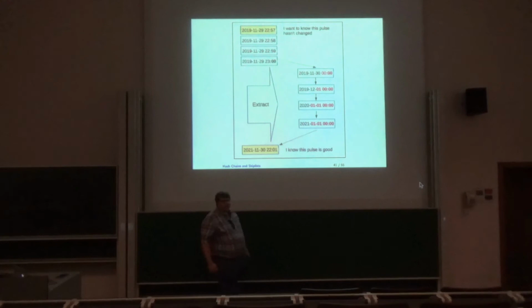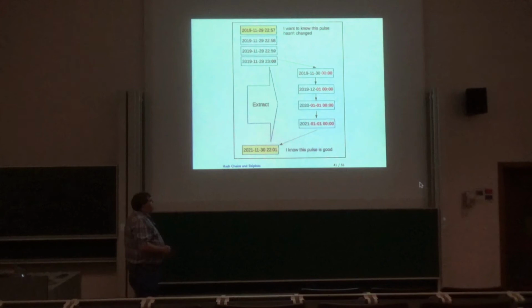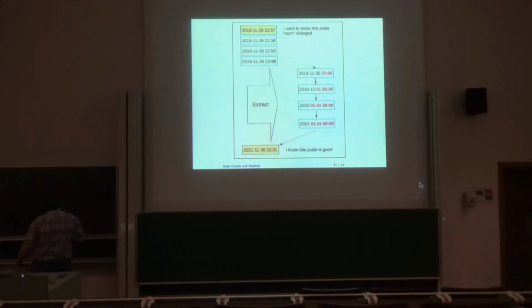Is that at all clear? Do I need to try to draw a diagram? If you visualize this, it's like a skip list. You think about this pulse at 2021, 11/30, it contains the first year field that links back to 2021-01-01.